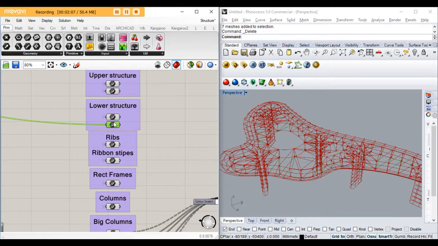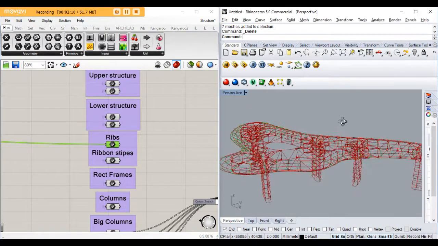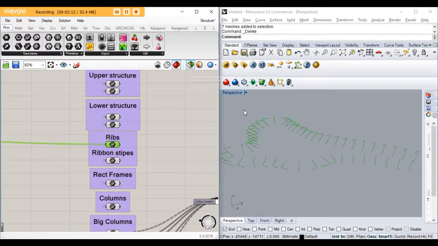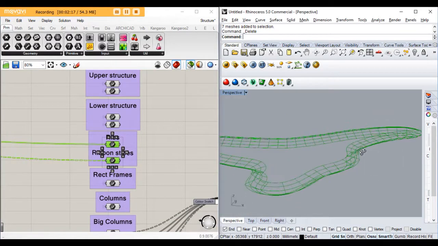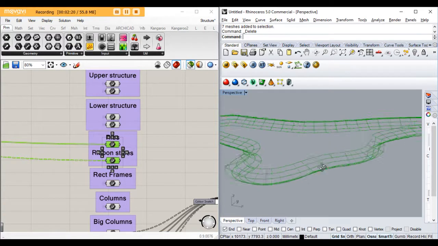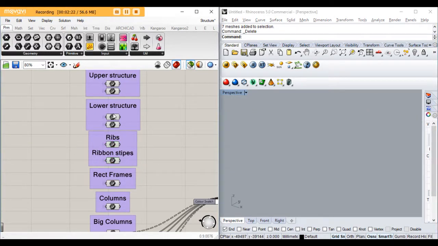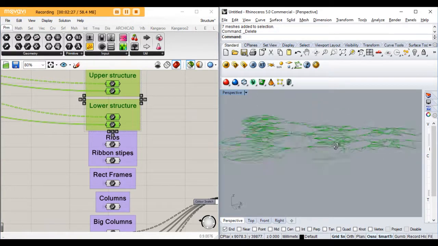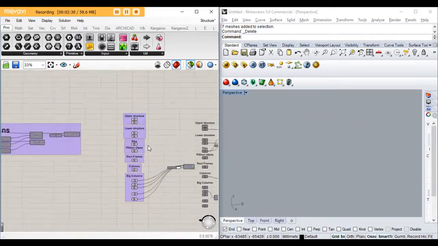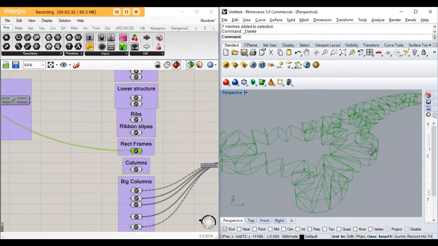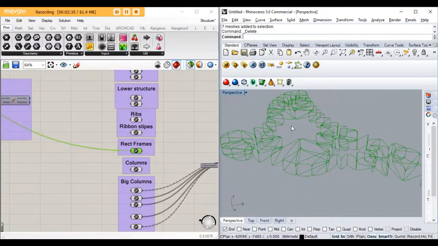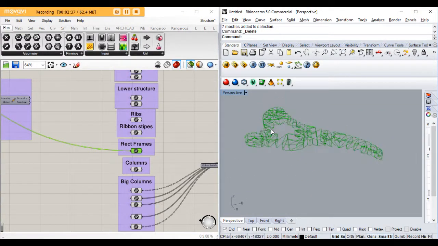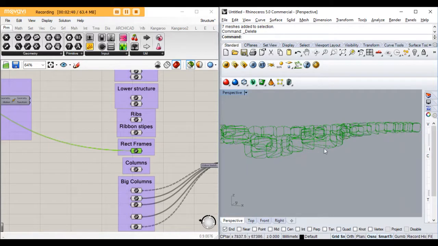Then goes the lower structure, then the ribs. If we switch on all to see the selected parts, here is the ribbon which has ribs. Then we have the upper and lower structure, which are composed of beams. Then there are these inner rectangular frames that provide stiffness, and they connect all these upper and lower parts.